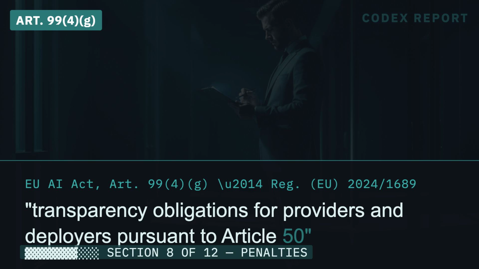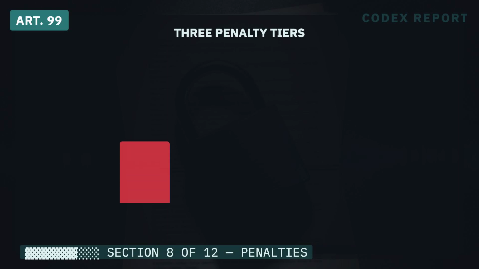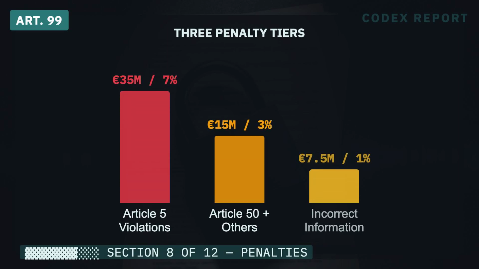Transparency obligations for providers and deployers pursuant to Article 50. This places Article 50 non-compliance in the second of 3 penalty tiers. For context, the highest tier, Article 99(3), applies to violations of the prohibited AI practices in Article 5, fines up to €35 million or 7% of worldwide turnover.